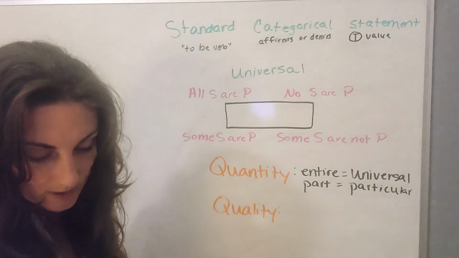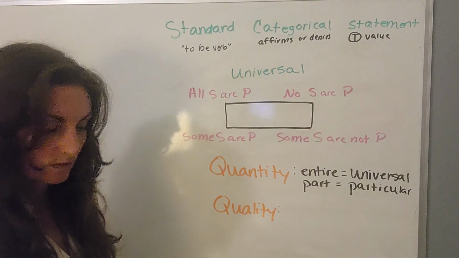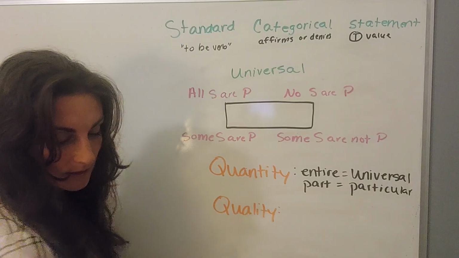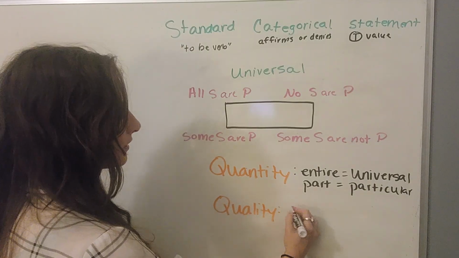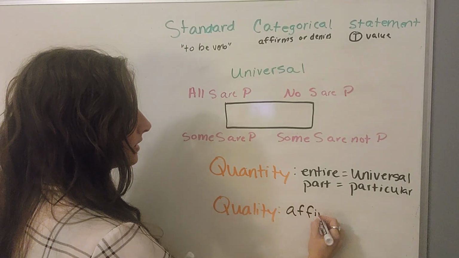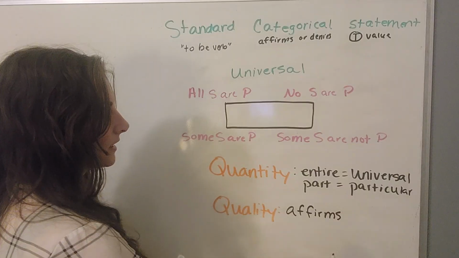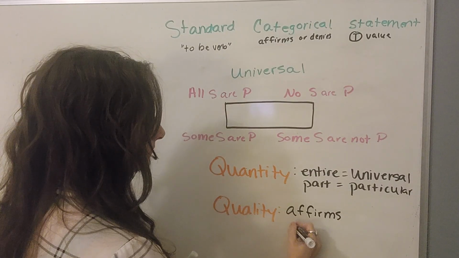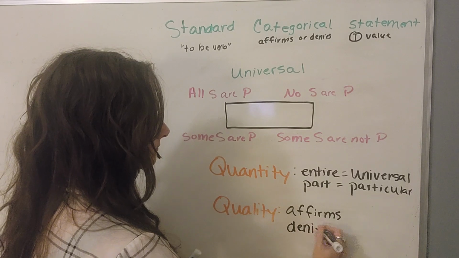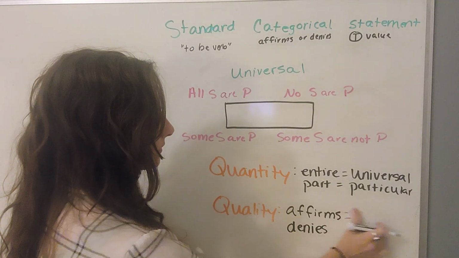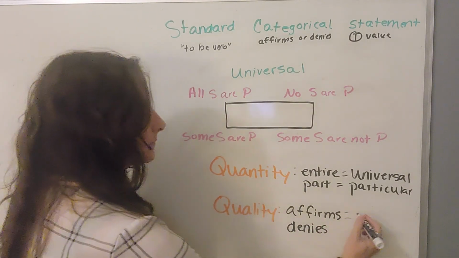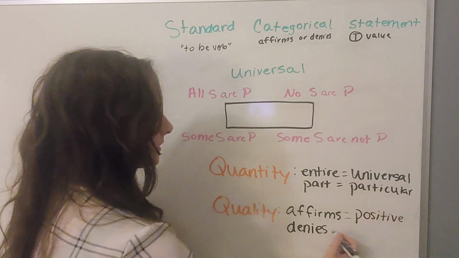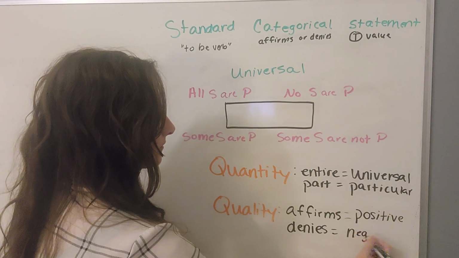This one is talking about a positive or a negative. So if it affirms, that would be a positive. And if it denies, it's negative. So this would be positive, and denies is negative.